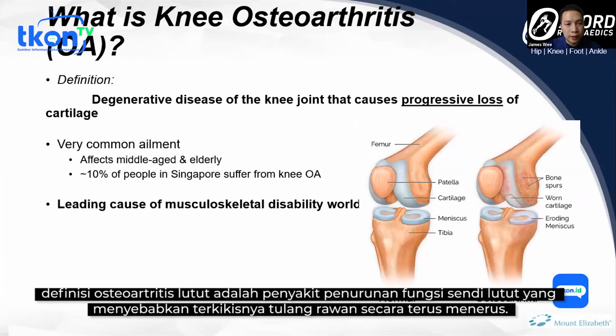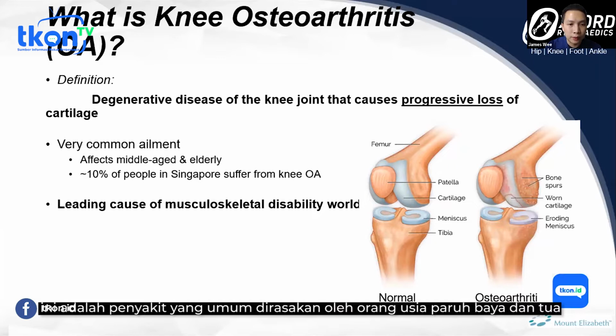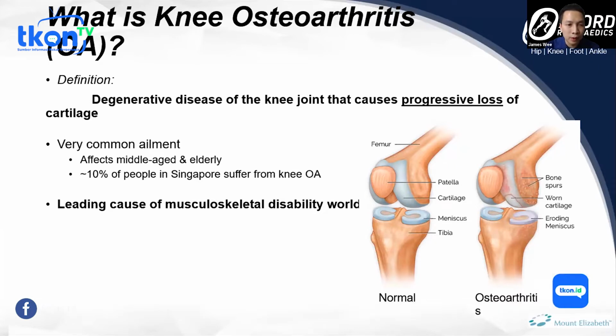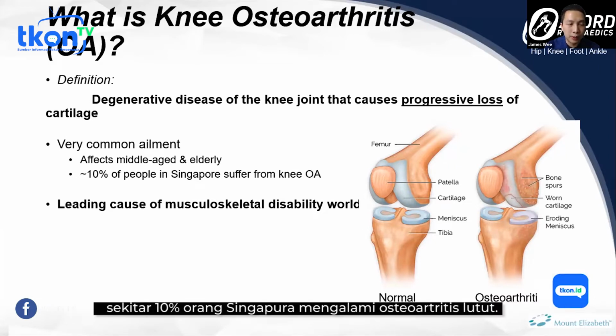Definition of knee arthritis: it's a degenerative disease of the knee joint that causes progressive loss of cartilage. This is a very common problem and it affects middle-aged and elderly people, with about 10% of people in Singapore suffering from knee arthritis. Around the world, it's probably the leading cause of musculoskeletal disability as well.